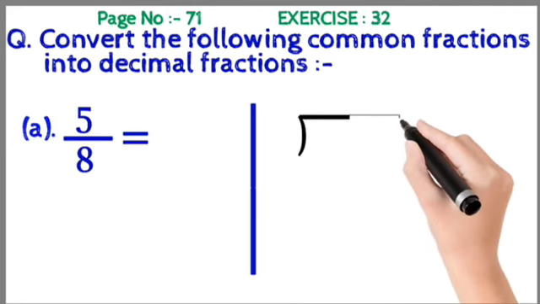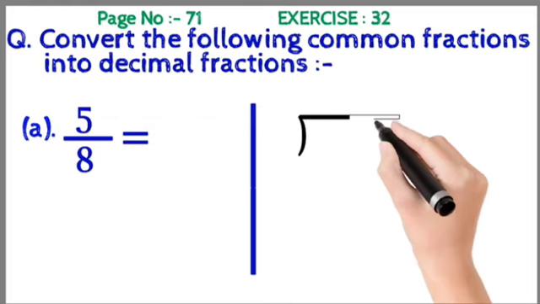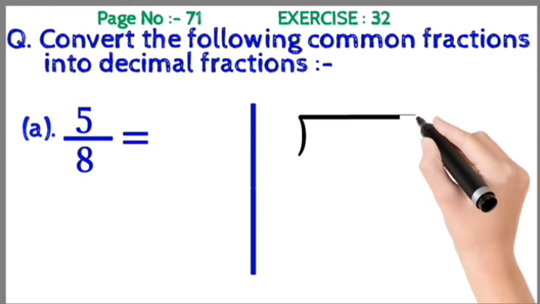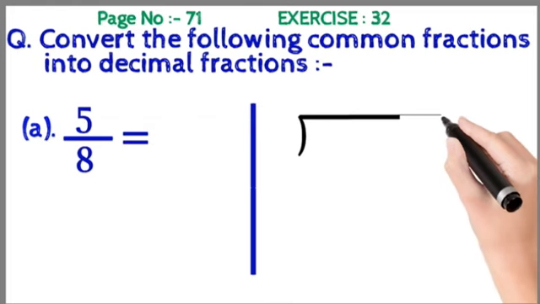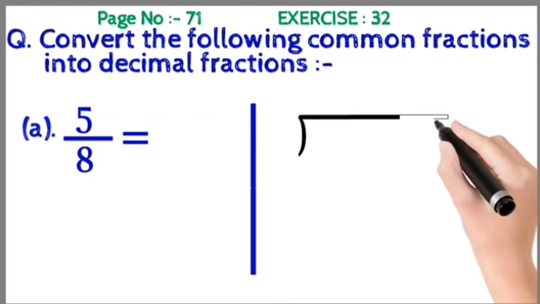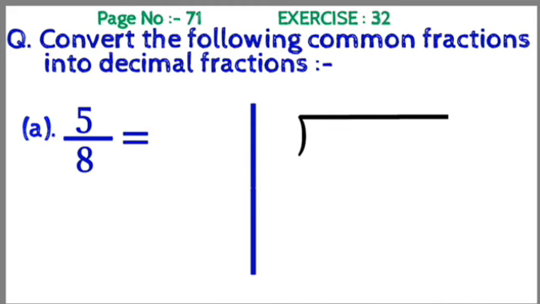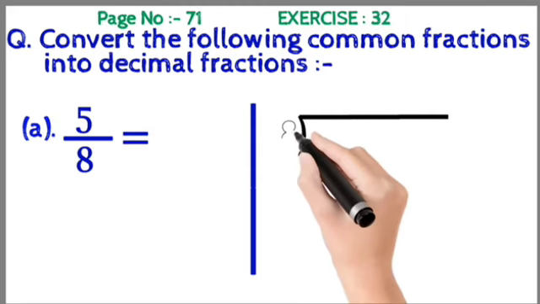So in this case, how are you going to divide? That is the question. Let me write the step by step process of dividing. I am just drawing the line for how to divide. The divisor is 8 and the dividend is 5, which is smaller than the divisor.